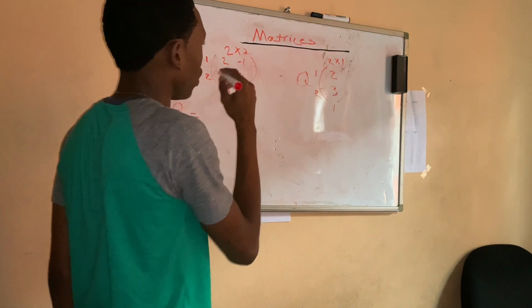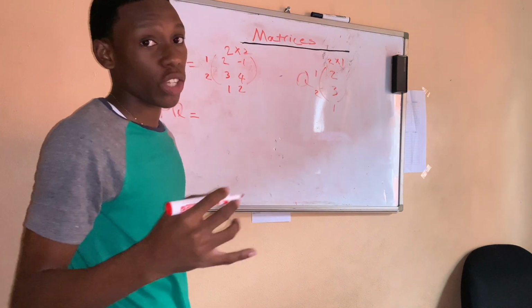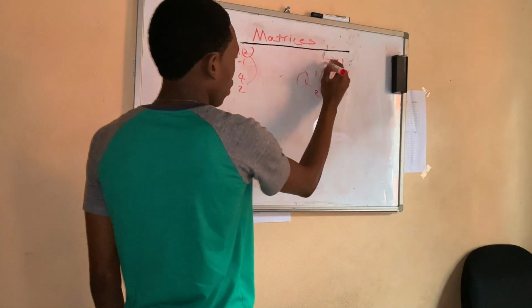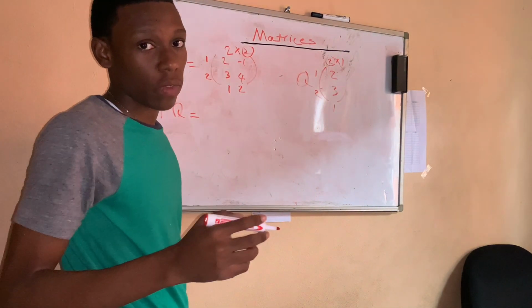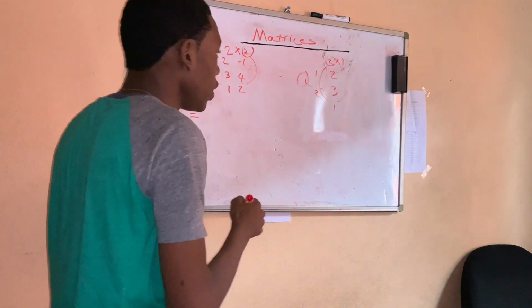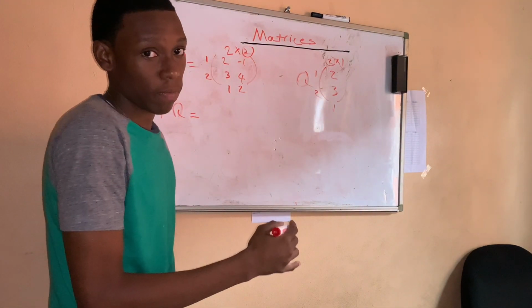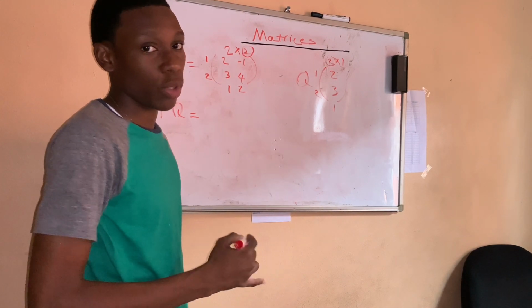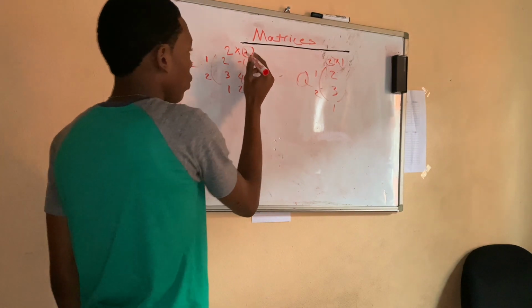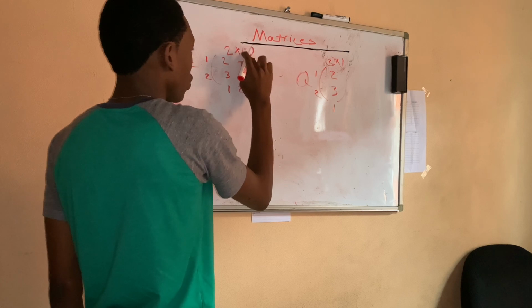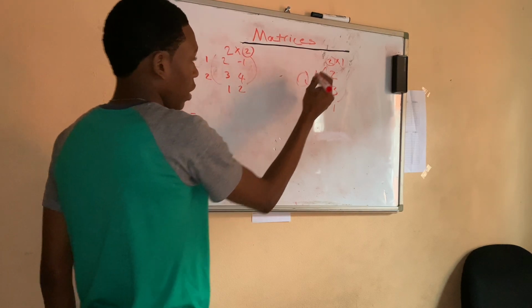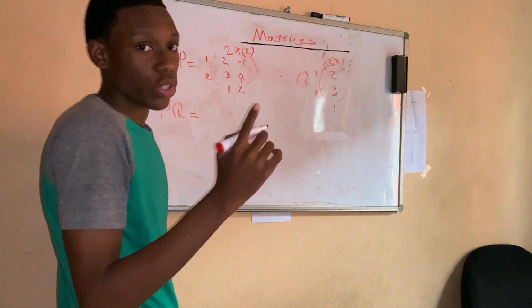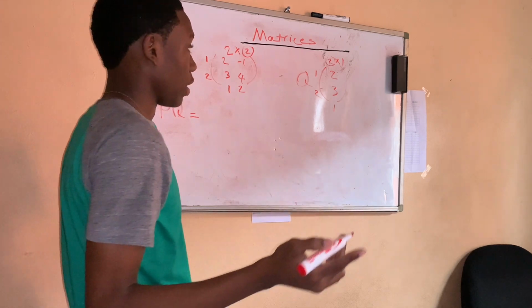First thing, in order to know that these matrices can be multiplied, you need to look at these two inside numbers. If these two inside numbers are the same, they can be multiplied. But if they are different numbers, it cannot be multiplied. The matrix is undefined. In this case, we have 2 columns for this one and 2 rows for this one, so you know these two matrices can be multiplied.